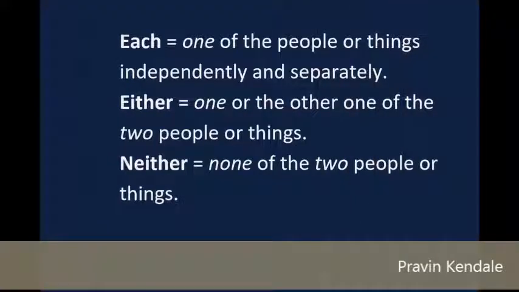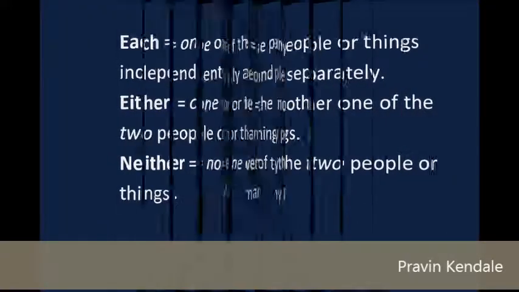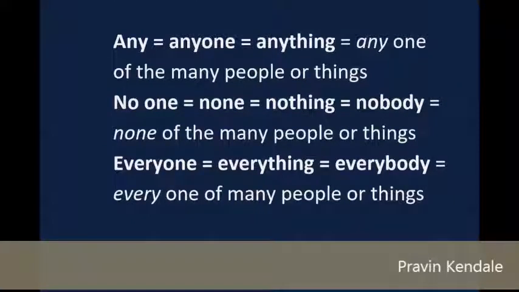Each equals one of the people or things independently and separately. Either equals one or the other one of the two people or things. Neither equals none of the two people or things. Any equals anyone equals anything equals any one of the many people or things. No one equals none equals nothing equals nobody equals none of the many people or things. Everyone equals everything equals everybody equals every one of many people or things.